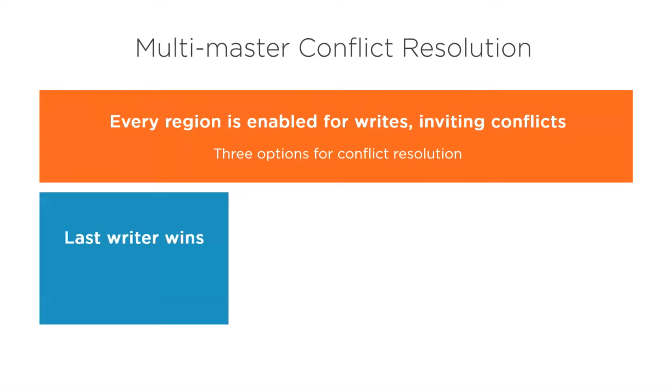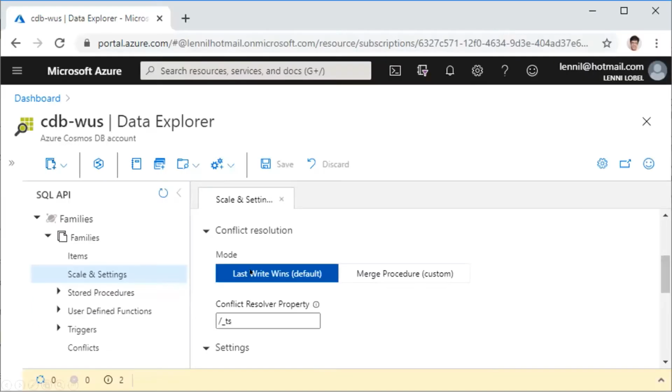And there are three options for dealing with this. One is last writer wins. That's the default. So remember that TS property that I mentioned, that timestamp property. The higher the number, the later the timestamp it is.